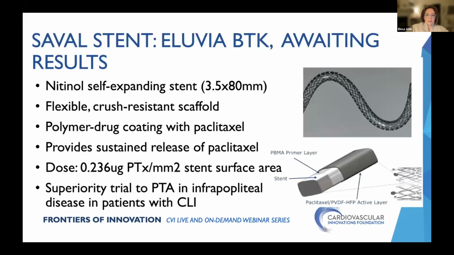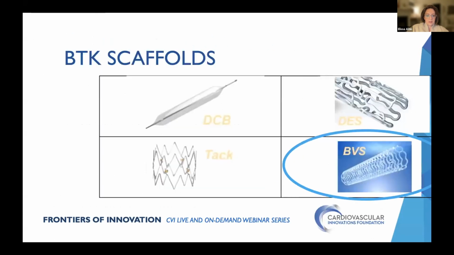So we're hopeful here that the Saval stent, which is the Alluvia BTK, a nitinol self-expanding stent, and this is the drug-eluting stent that Sahil was mentioning, may help in below the knee disease. There's a superiority trial to PTA in infrapopliteal disease in patients with CLI, that hopefully we'll get results on that will be helpful to patients with CLI.